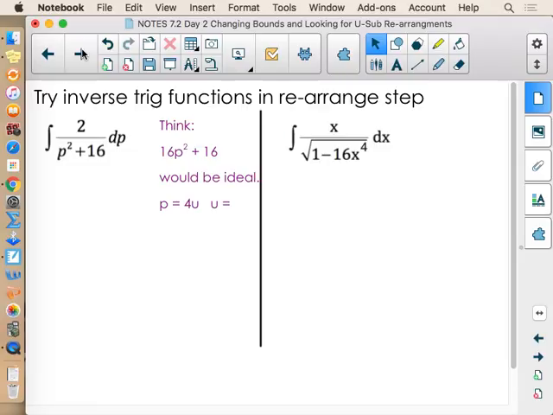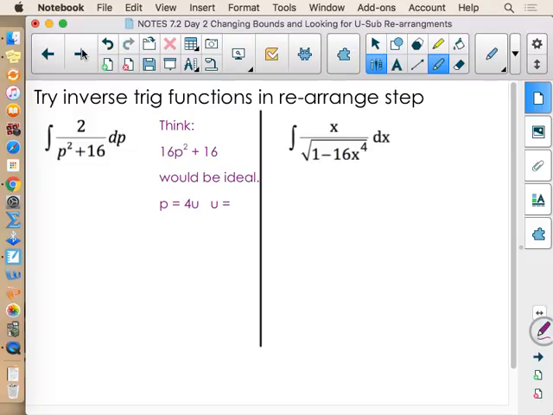The first time I saw it I thought, if that were 16p squared plus 16, that'd be ideal, because then I could easily use inverse tangent here. So it'd be kind of nice. As I'm thinking about that, one technique would be to let the p value equal 4 times the u value. Instead of picking a u value, you're actually picking what you're going to let p be substituted for. And in looking ahead, that's going to let the denominator become 16u squared plus 16.